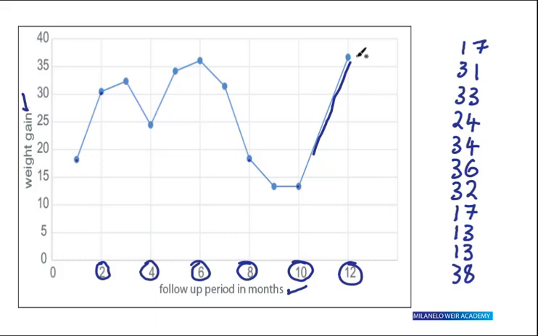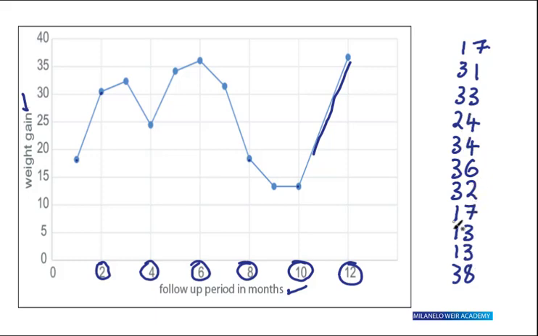So by just looking, you can tell that between the 10th and the 12th month, something was going on. If you wanted to lose weight, you can maybe look at the kind of lifestyle you were living. Maybe you were eating too much junk food, maybe you were not hitting the gym, then you can easily tell. But in opposite to what we see here, this is weight gain, right? 17, 31, 33, 24, 34, 36, 32, 17, 13, 13, 38.